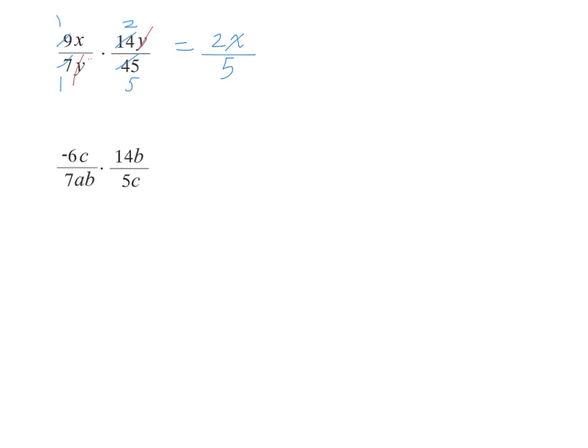In the next one, I have a common factor that goes into 7 and 14. But I think that's it. The letters, C on top, C on the bottom, B on top, B on the bottom. And now I'll multiply across. Negative 6 times 2 is negative 12. And in the denominator, I have 1 times a times 5, or 5a.